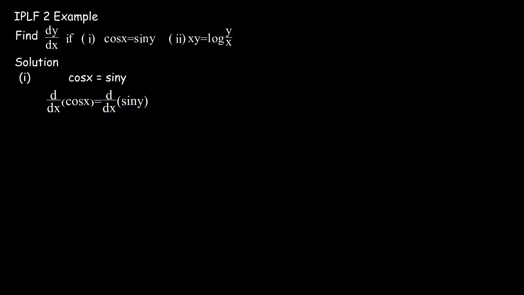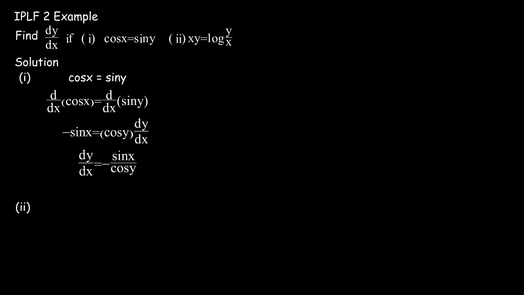So basically, d/ds of cos s equals d/ds of sin y. So differentiating, d/ds of cos s will be minus sin s, equals d/ds of sin y, which will be cos y dy/ds because it has y in it. So dividing both sides by cos y, it becomes minus sin s divided by cos y equals dy/ds, or dy/ds equals minus sin s divided by cos y.